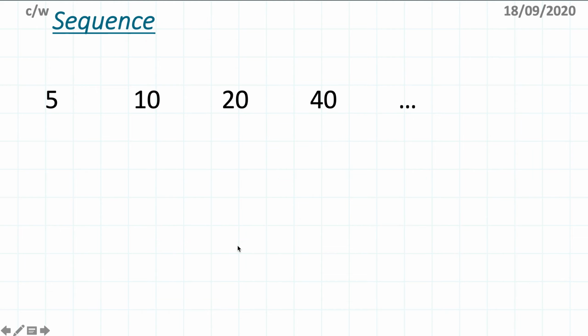So the sequence here, for example, if you notice, it's not an arithmetic sequence, you're not adding a common difference. What we are doing though is multiplying. So the starting term is 5, and what we're doing is we're multiplying by 2 every single time. So we're multiplying by 2, and so on.